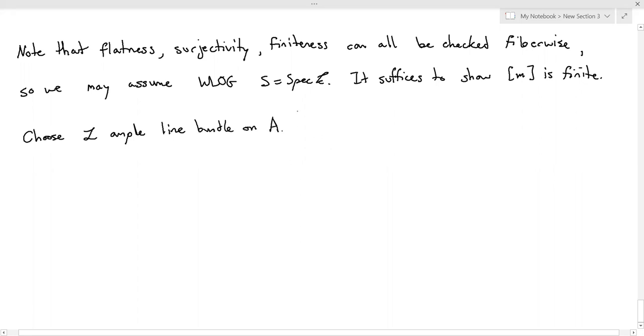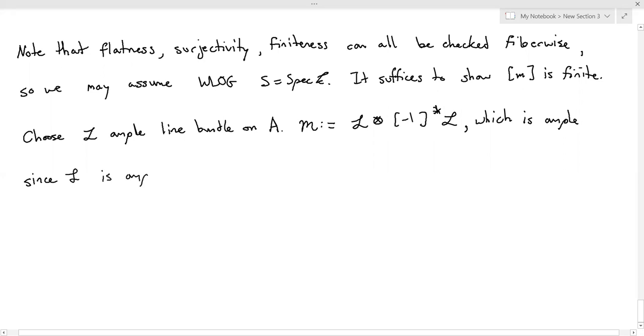All right, and what do we want to do with it? Well, define M to be L tensored with the minus one pullback of L. This is an example of a symmetric line bundle, which means that the minus one pullback of M is isomorphic to M. It's just a small notational thing, or a convention that you should know. So this guy's symmetric. And he's ample, right? Because L is ample, and multiplication by minus one is an automorphism. So pulling back by that should preserve ampleness. Really, since L is ample, that's the key here. Okay.